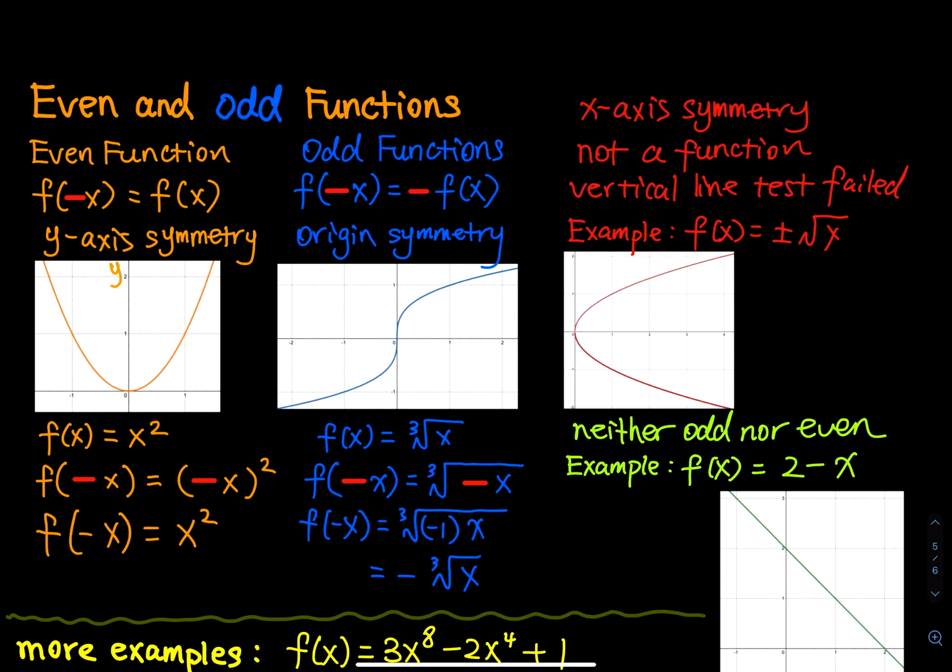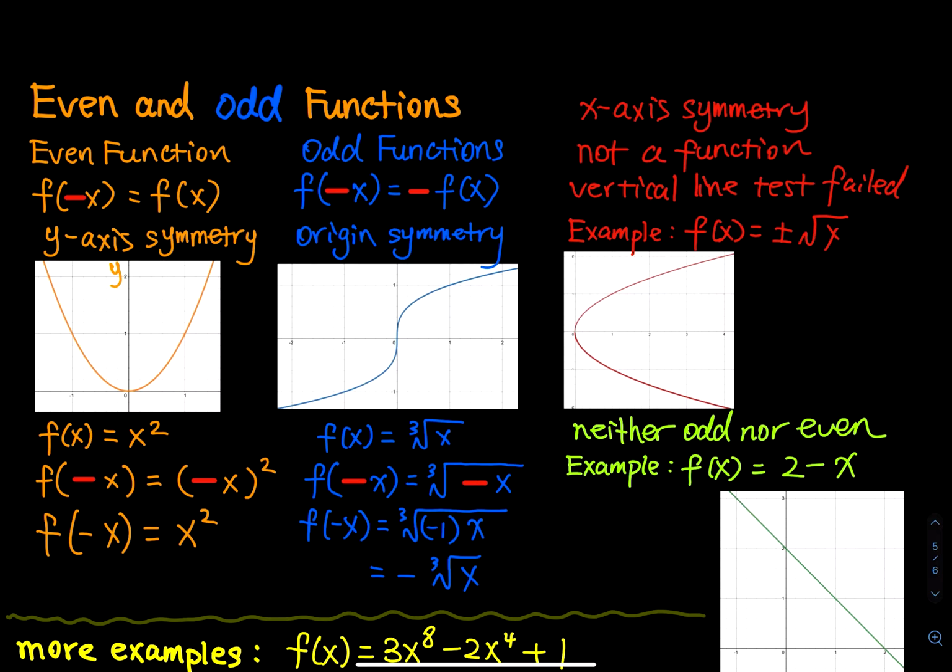Now, we mentioned y-axis symmetry and origin symmetry. What about x-axis symmetry? Take a look at the red. X-axis symmetry is not a function at all because the vertical line test fails. What do I mean by that? You draw a vertical line on this sideways parabola and you see exactly two intersections. That means for some x value you choose, you get two different y values, so the one-to-one property is not satisfied.